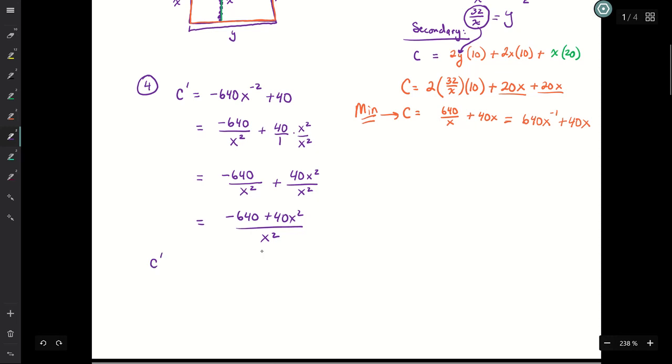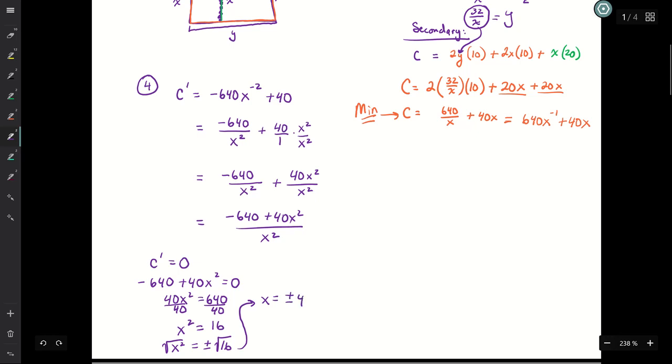All right, so finding where c prime is equal to 0, that's going to be where the top is 0. So negative 640 plus 40x squared equals 0. Let's see if we can rearrange this a little bit. I'm going to add the 640 over, so I'll have 40x squared equals 640. I can divide out the 40. I think that actually goes evenly. So x squared equals 16. And then if I take a square root of both sides, that's going to result in x is equal to either plus or minus 4.